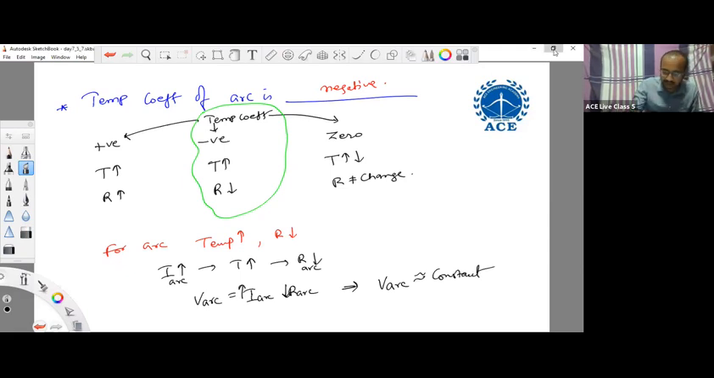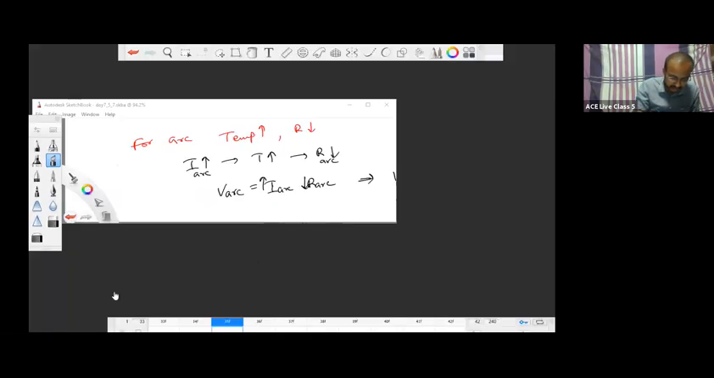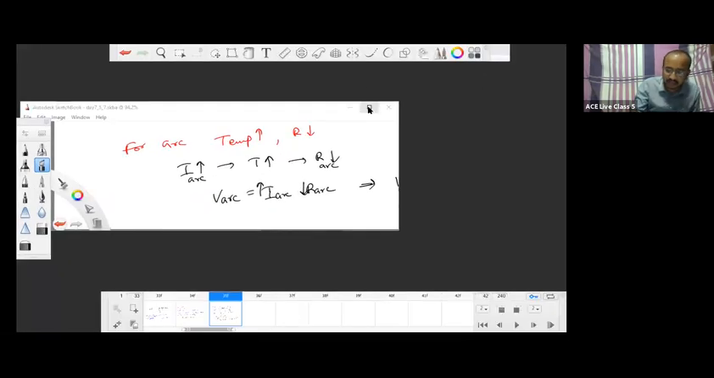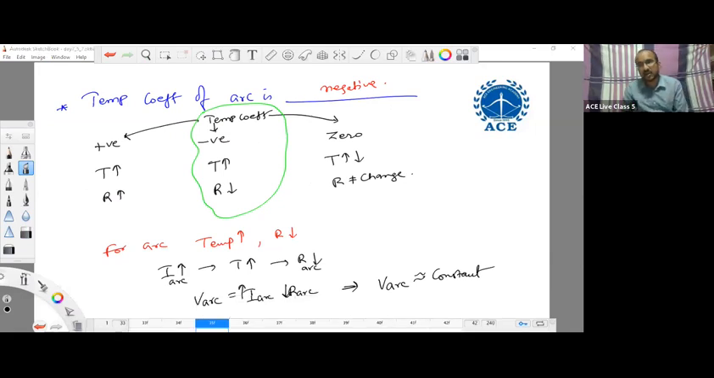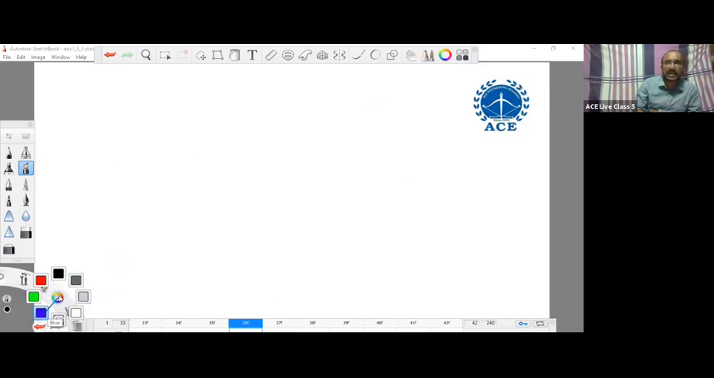Arc voltage is almost remaining constant because the arc is having a negative temperature coefficient. As the temperature increases, resistance decreases. So voltage across the arc almost remains constant. Understood my point?